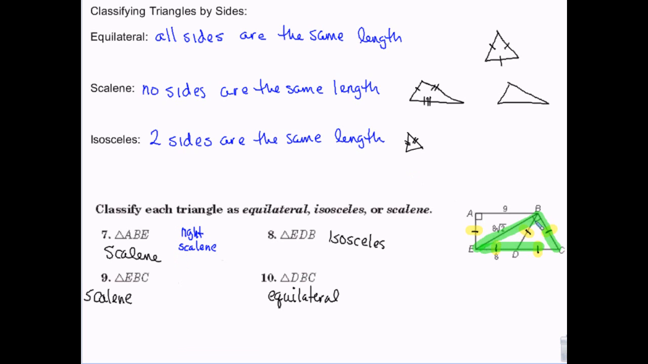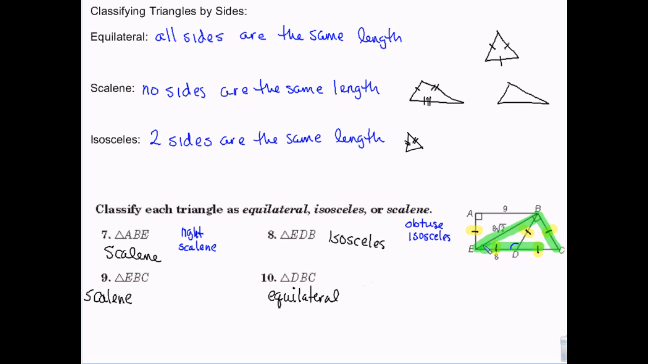Okay. EDB, this is bigger than a right angle. Angle D, you can see that it goes beyond 90 degrees. So that would be an obtuse isosceles. And the angle part comes before the side part. You wouldn't call it an isosceles obtuse, you'd call it an obtuse isosceles.